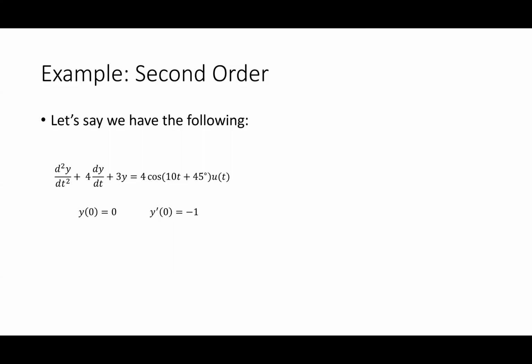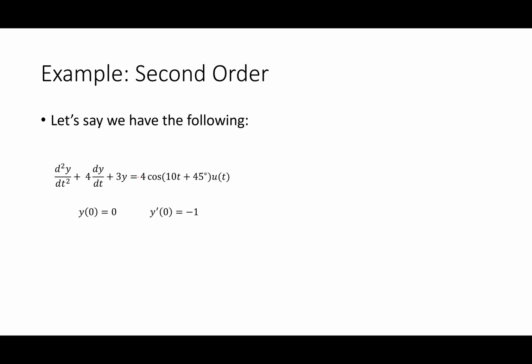All right, so let's look at another example here. I've got a differential equation, d squared y by dt squared plus 4 dy by dt plus 3y equals this cosine function. We've talked about our three basic steps. Step one is to get the transient response. Step two is to get the particular solution, and step three is to put them together to get the total solution.